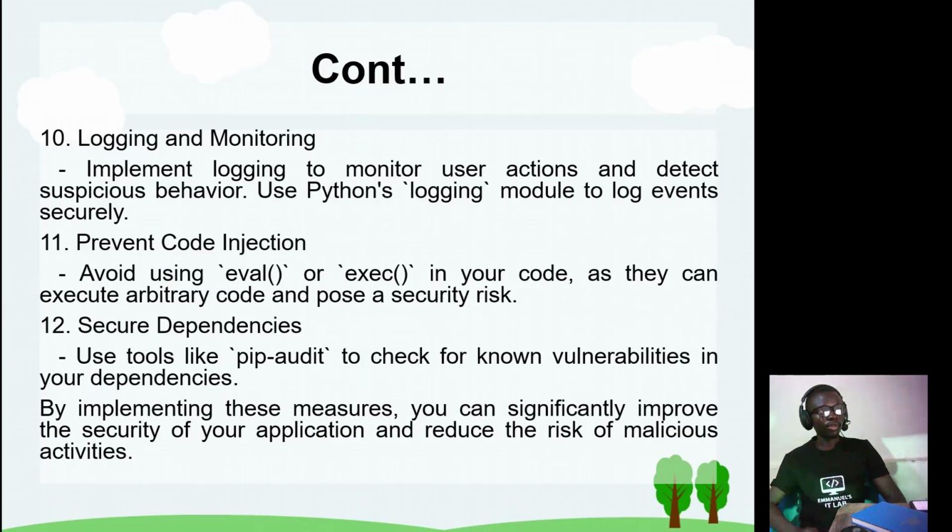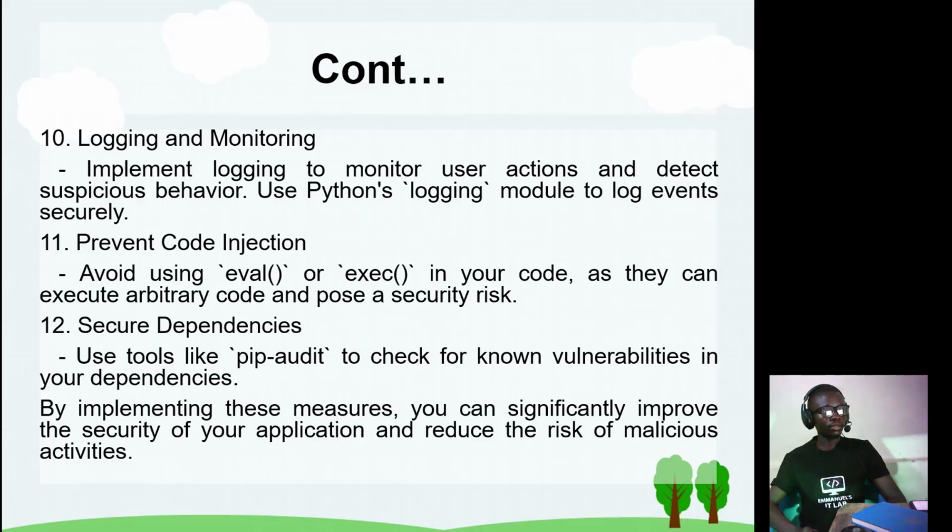So logging and monitoring: implement logging to monitor user actions and detect suspicious behavior. Use Python's logging module to log events. If you're on a website, also check out what can best support you in that. Then prevent code injection, that is point 11. Avoid using the eval function. That one is used mostly if you're doing calculations in graphical user interface applications. Avoid using it as it can execute arbitrary code and pose a security risk. The beautiful thing is there are other alternatives to it.